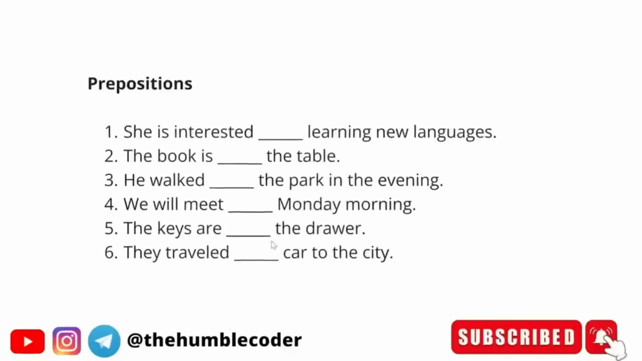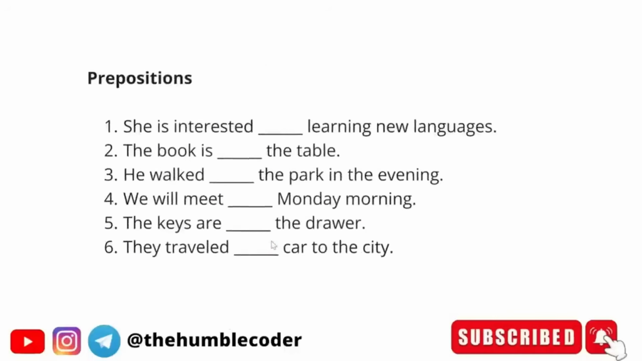Moving on to the next set of questions now. So now again we have fill in the blanks based on questions, and you have to fill in the blanks based on correct prepositions. Okay, let's read the questions one by one and we will solve them. First question is, she is interested dash learning new languages. So the correct answer will be she is interested in learning new languages. Moving on to second question now. The book is dash the table. The correct answer is the book is on the table.